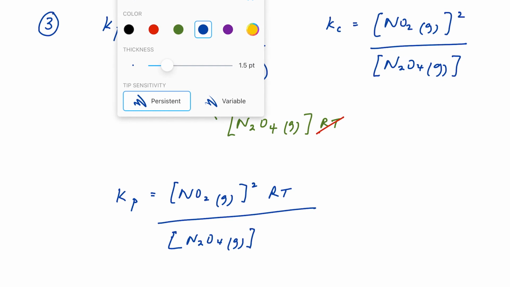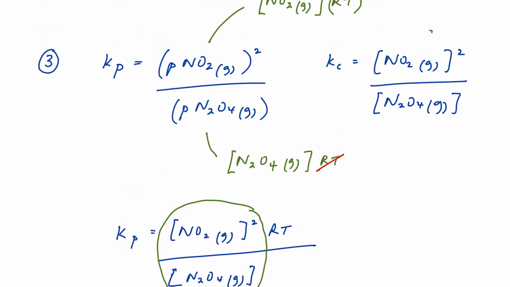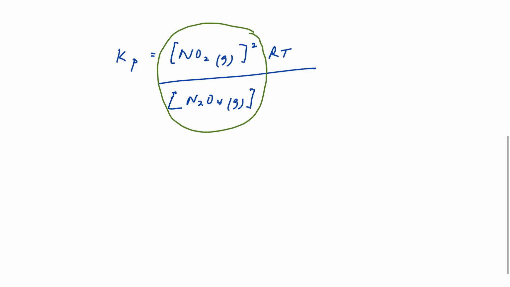And we can see that this part of our expression is exactly the same as the expression for Kc. So pulling this together, we can say that for a gaseous system at equilibrium, Kp is equal to Kc times the gas constant times the temperature in Kelvin. Isn't that neat?